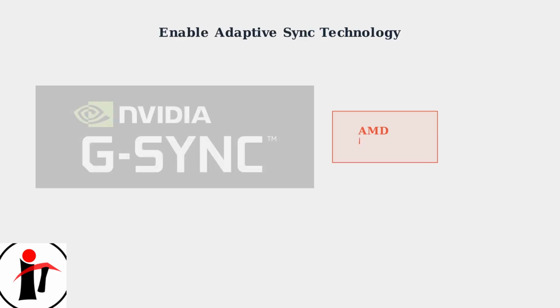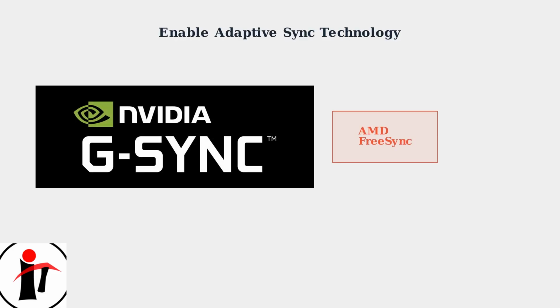Next, enable adaptive sync technology if your Sceptre monitor and graphics card support it. G-Sync and FreeSync eliminate screen tearing and provide smoother gameplay at variable frame rates. To enable adaptive sync, access your graphics card control panel. For NVIDIA users, enable G-Sync in the NVIDIA control panel. AMD users should enable FreeSync in AMD software settings.